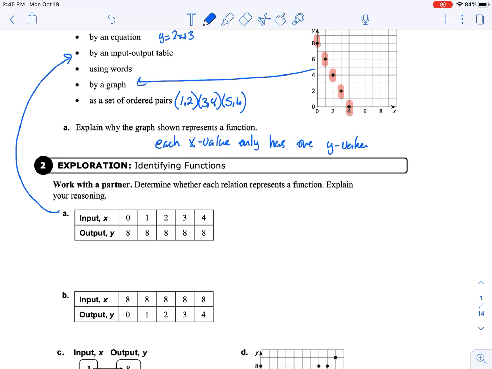So again, what we look for is this. 0 is assigned to 8, 1 is assigned to 8, 2 is assigned to 8, 3 is assigned to 8, and 4 is assigned to 8. That is perfectly fine. That is like everyone being at the mall. Okay, so this is a function. Each x has one y.